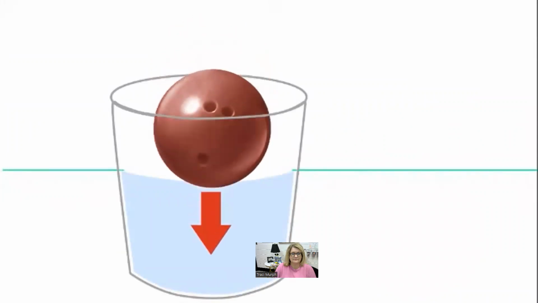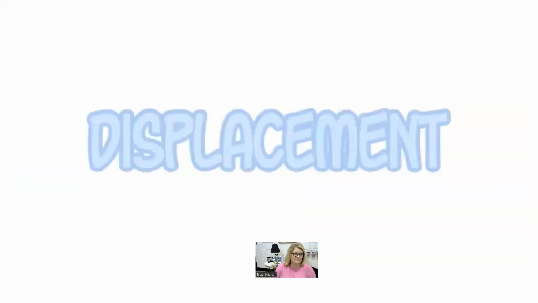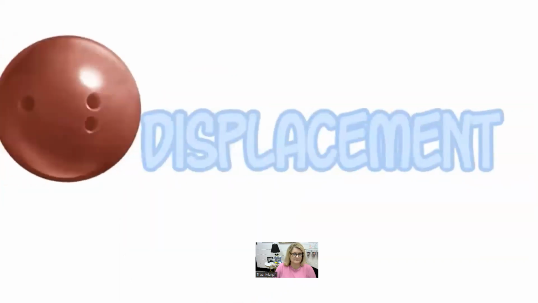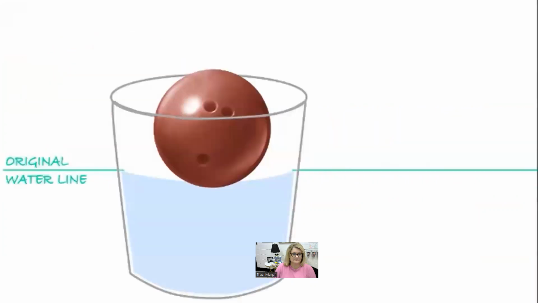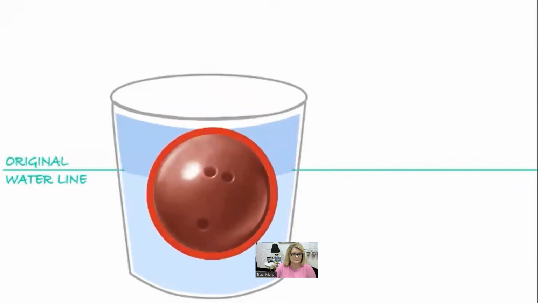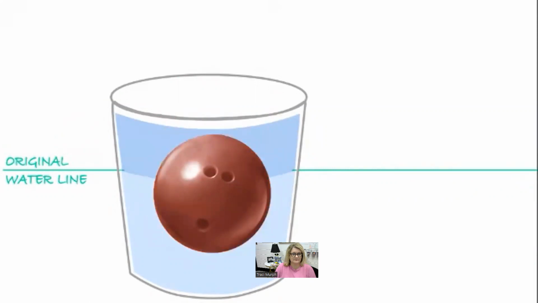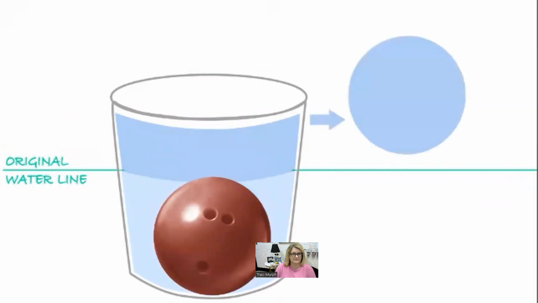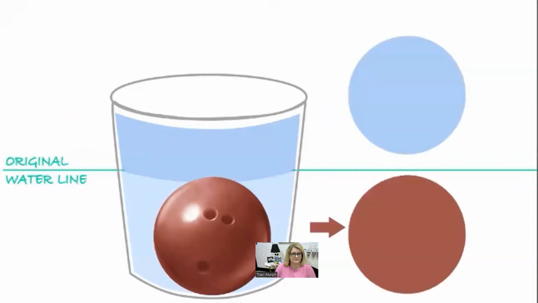Let's pause. The bowling ball and the water can't be in the same place at the same time. The water has to move out of the way to make room for the bowling ball. This is called displacement. It means being pushed out of place. So, as the ball goes down, it pushes the water up. Once the ball is completely underwater, it has all the space it needs. Then the water stops moving up. The volume of the displaced water is the same as the volume of the ball.